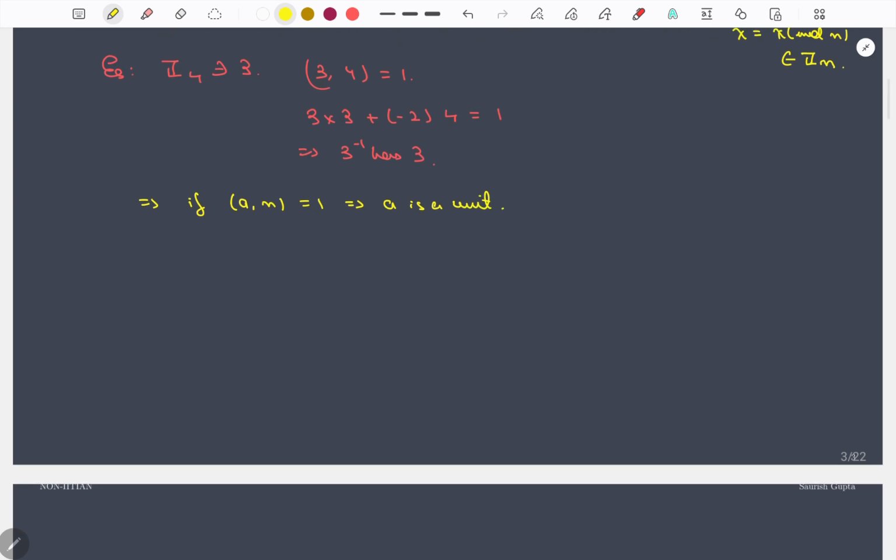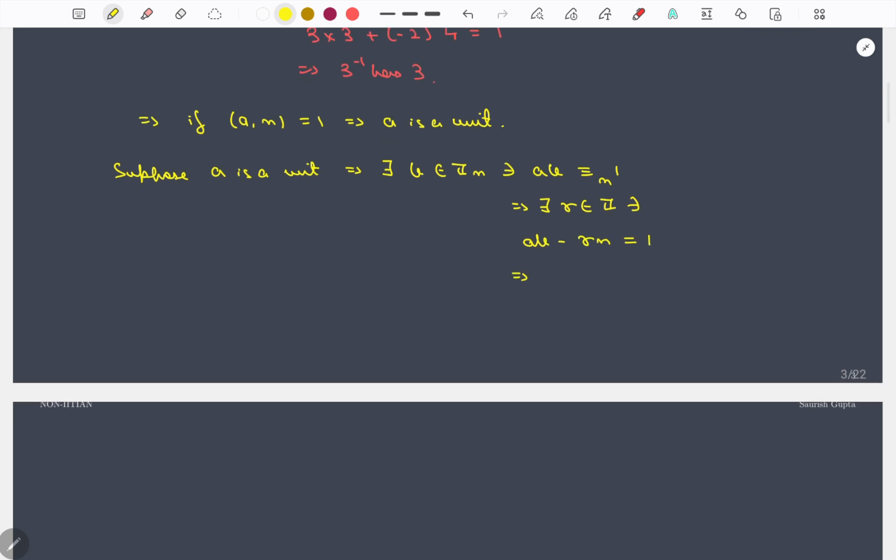But what about, suppose A is a unit? Suppose A is a unit. What does this imply? This implies that there exists some B in Zn such that AB is congruent to 1 modulo n. But that means that there exists some R in Z such that AB minus R times n is equal to 1. But what does that imply? That implies that the GCD of A and N must necessarily be 1, right?